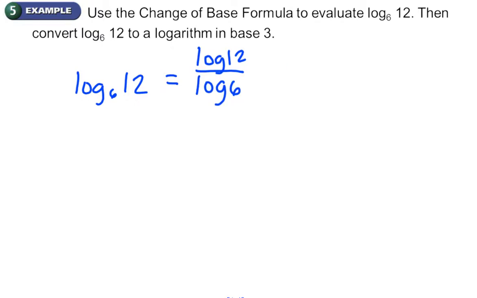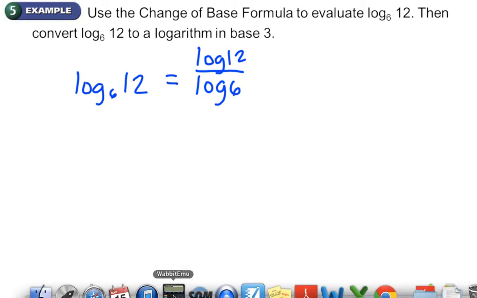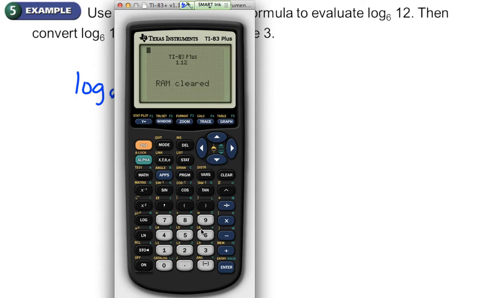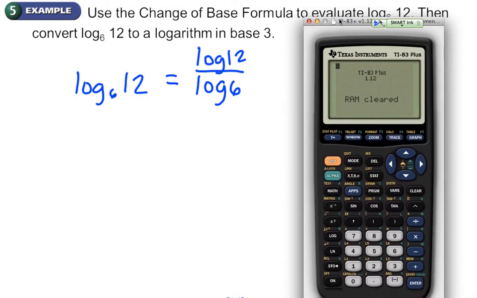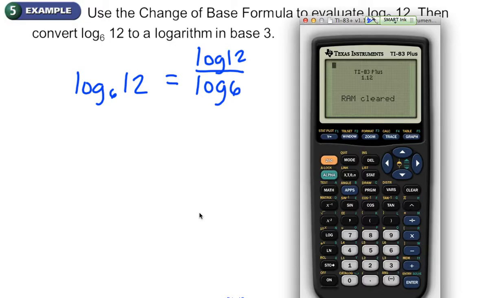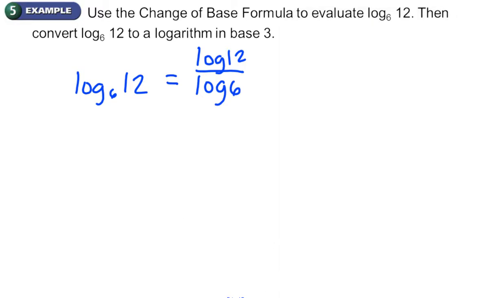Now we're going to need to use the calculator to give us that number, because that's obviously not something we can do in our head, and it is not just 2. You can't just mark out the logs and say 12 over 6 is 2. We've got log 12, close parentheses, divided by log 6. And we've got 1.387. So this is equal to 1.387. All right, so this is part 1.